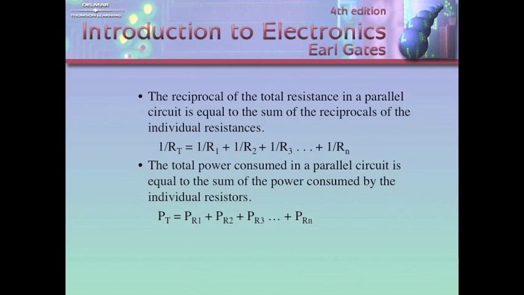Okay. And then again here, the total power dissipated in a parallel circuit is equal to the sum of the power consumed by the individual resistances. Power is additive in a parallel circuit. Goes back to chapter 7 and what we talked about in power. Power is additive.